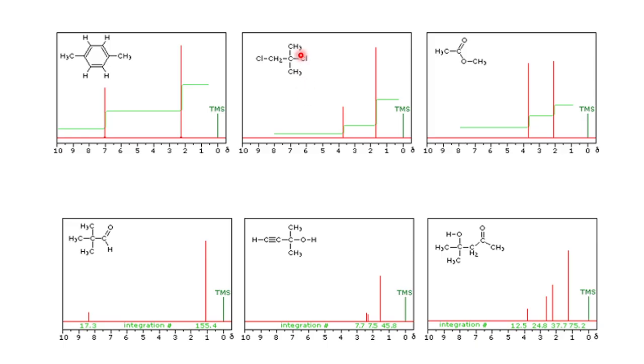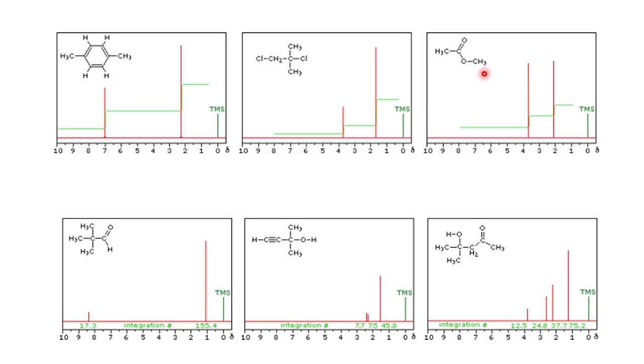Now why is the intensity different? Because these are the 6 protons and these are the 2 protons. You see, this is 2 protons and this is 6 protons. Here also, because we have the same number of protons, the intensity is the same. Now the delta value is different. Why is the delta value different? It is because of the shielding and deshielding.